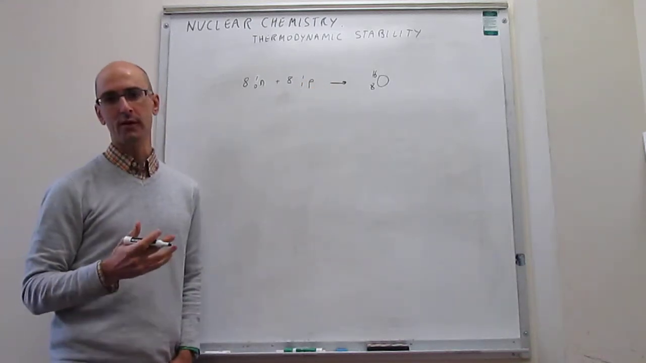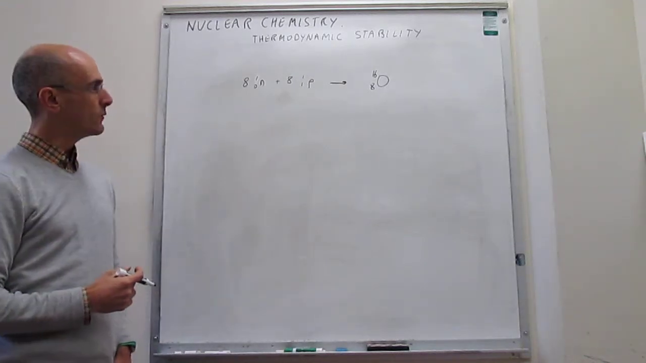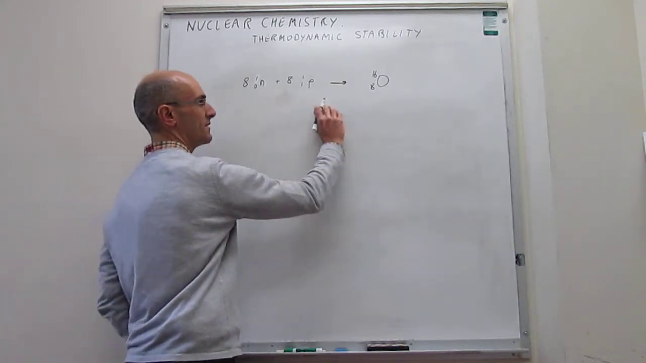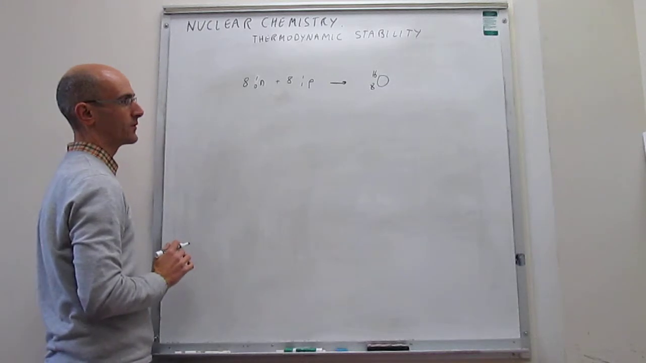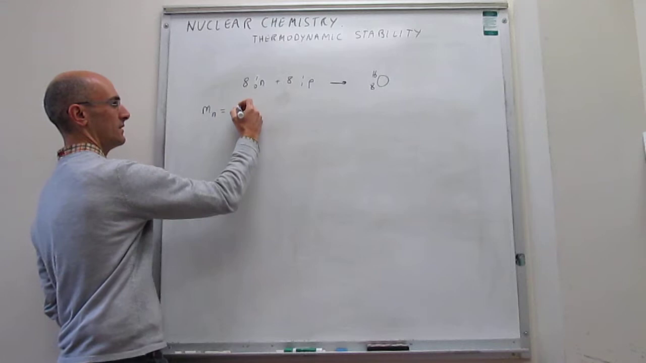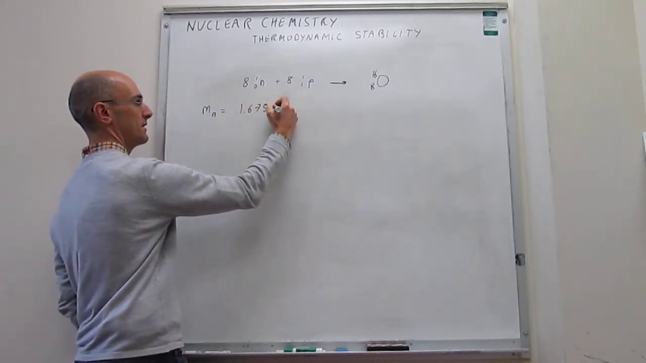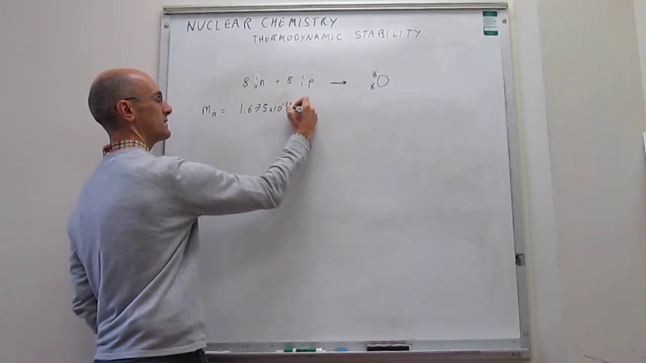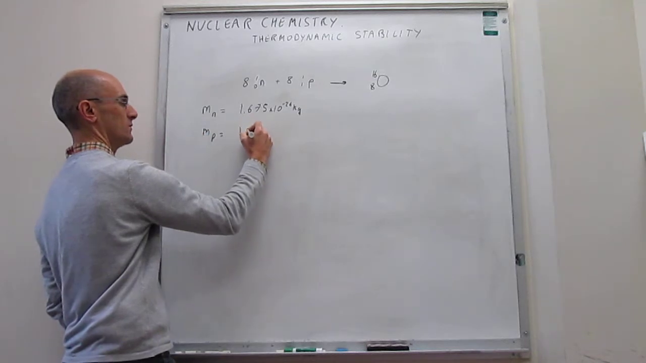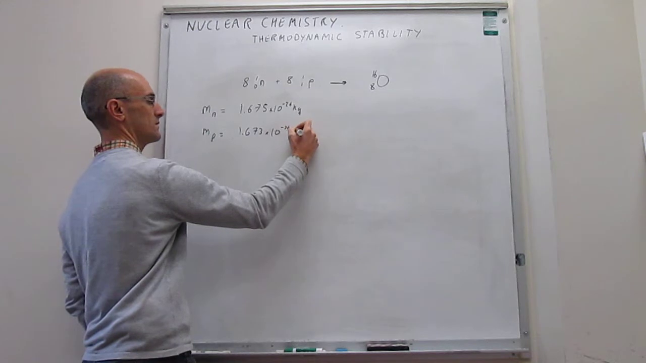So we're going to try to calculate what would be the energy involved in this hypothetical process. The way to do this is to recognize that there's actually a slight difference in the mass between reagents and products. We know that the mass of one neutron is equal to 1.675 times 10 to the minus 27 kilograms. The mass of one proton is almost the same, slightly less.